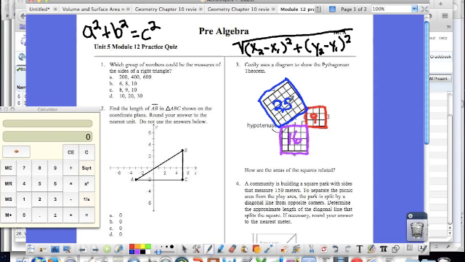Okay? So that's what you're looking for. Something that talks about the fact that if you take the area or the square of the legs and add them together, it's going to equal the square of the hypotenuse.